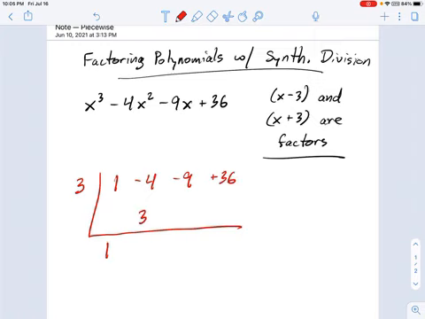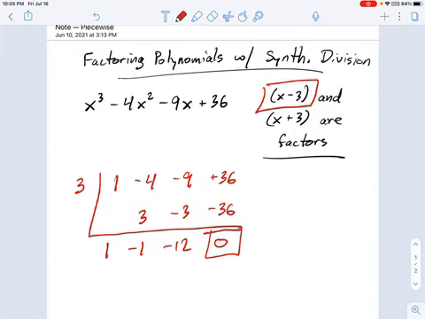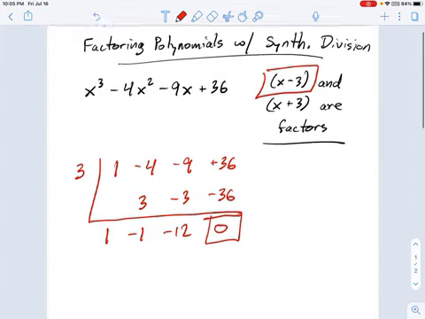So you should be quick at synthetic division by now. Negative 12. Not to say you won't make mistakes from time to time, but you know. Okay, so look at that. We've got a remainder of 0, which is good because I told you that x minus 3 was a factor. And if you had a remainder that was not 0, then you'd know I was a liar.